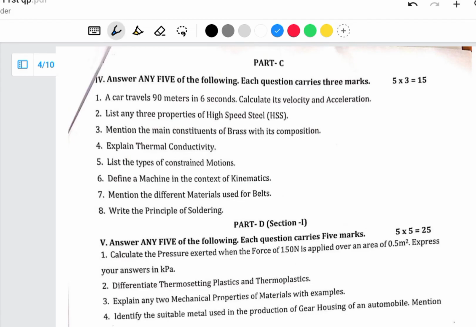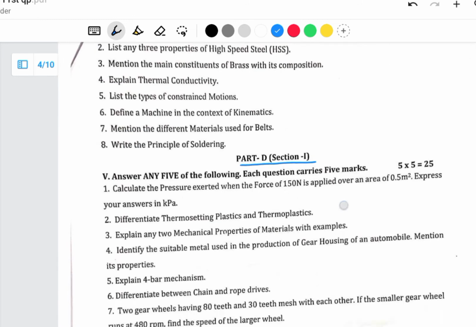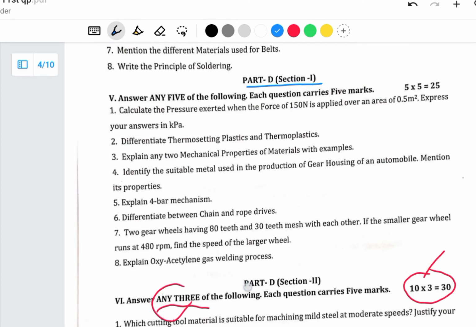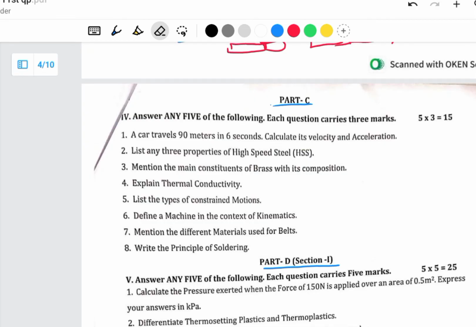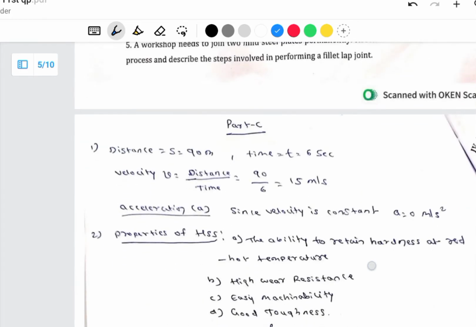Here the next part is answering any 5 questions. It is the 4th question, part C and part D, section 1, and in part D you have section 2. So let us start with these question answers. Here we will see the 5 marks questions one by one. These are the 3 marks questions. You have to answer any 5. So let us see here.